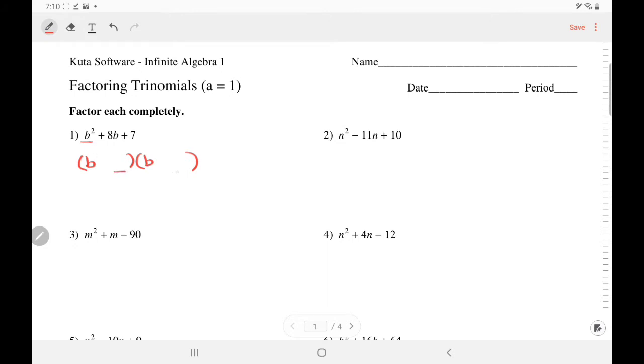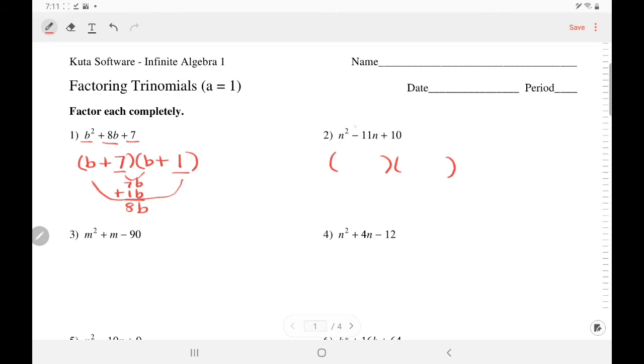Then this term times this term have to be 7. No choice but to say 7 times 1. It can be 1 times 7, it doesn't matter. But then inner plus outer have to be 8b. So 7 times b is 7b plus b times 1 is 1b. It does add up to 8b. And so they're double positive. We are done factoring. Let's try number 2.